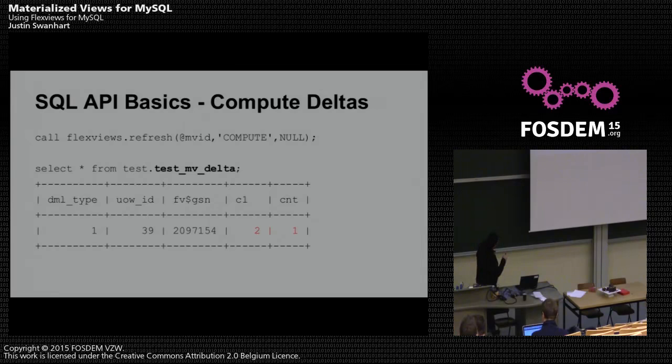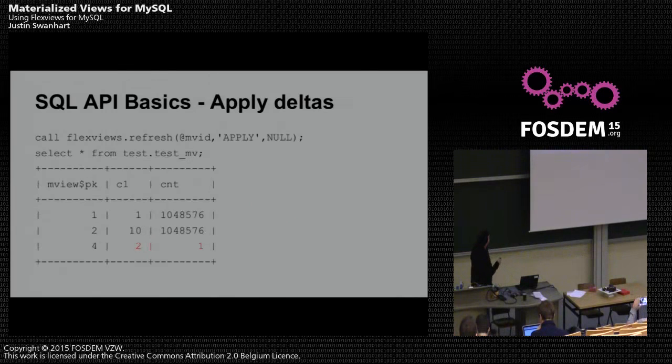Right, so I call flexviews refresh, give it the MVID, compute, and tell it to get all the latest changes. Null is just all the latest changes. And we now get a row in the materialized view delta table, right? So it's an insert into the materialized view with C1 being 2 and the count being 1, right? And you can see I inserted a whole bunch of rows, those millions of rows. So my GSN has gone up a lot while my transaction ID has not.